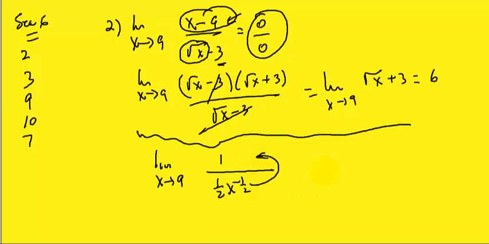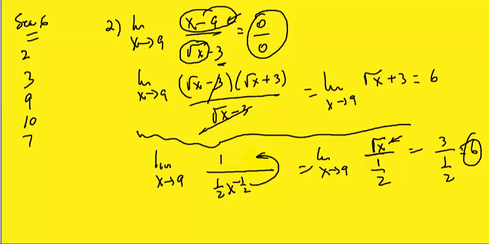So I can take this, move it to the top. So limit as x goes to 9, I have 1 over 2, and when I move this to the top, I'm going to get rad x on the top. This is 1/2, not 2. Sorry, 1/2. Now plug in. When you plug in 9, you're going to get 3 over 1/2, which is 6. In this one, algebra is probably much easier.